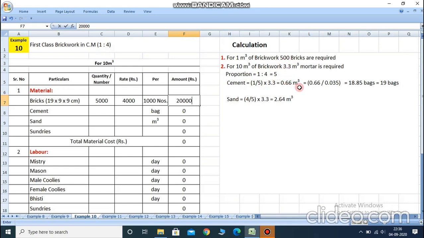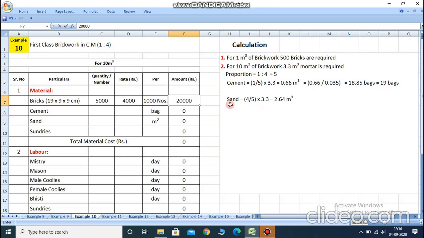So here we got cement in meter cube, but cement is always taken in the number of bags. So here we divide by the 1 bag cement volume. So 0.66 divided by 0.035. So 18.85 bags, which means 19 bags are required to complete the 10 meter cube brickwork.